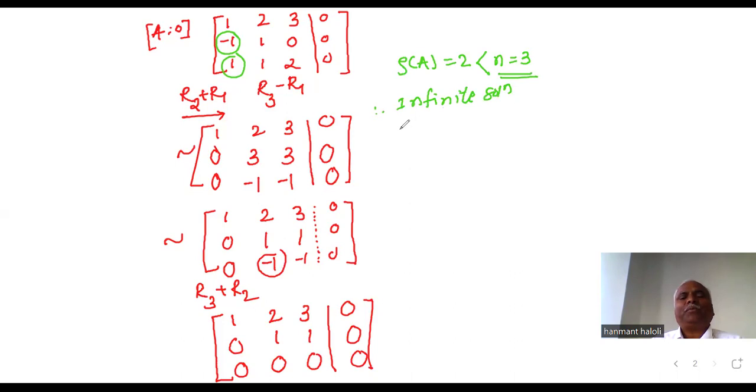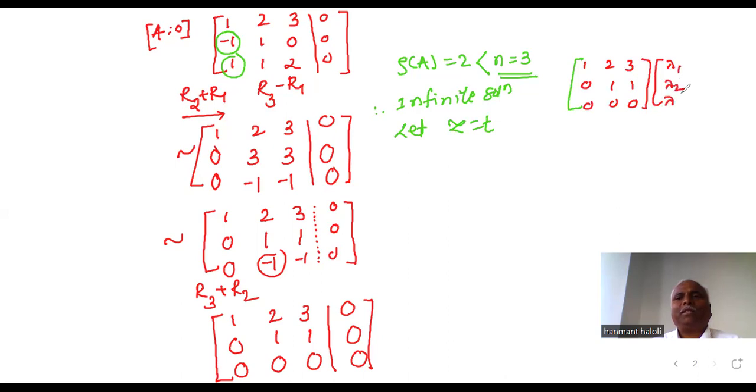Now, how to obtain them? Let us assume that one variable out of these three, z, is equal to t. We got this matrix, so write the matrix in terms of the variables: 1, 2, 3; 0, 1, 1; 0, 0, 0, times our lambdas. The lambdas are the variables now: lambda 1, lambda 2, lambda 3 equal to 0, 0, 0.